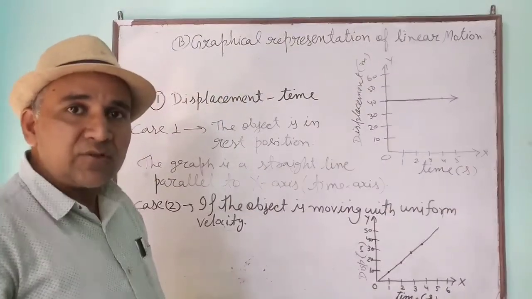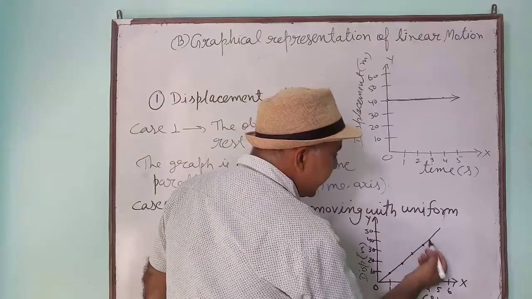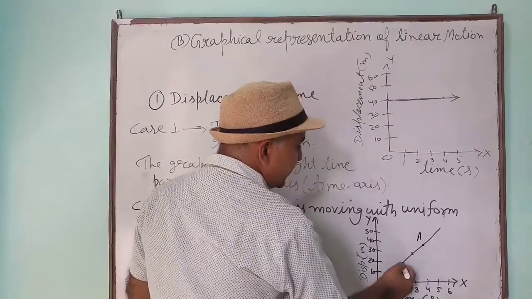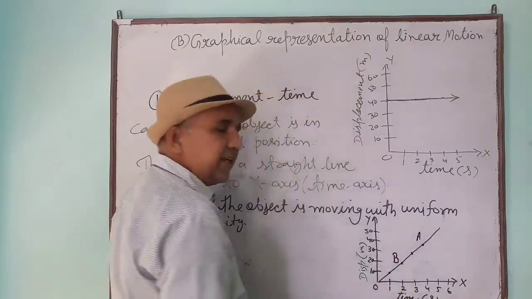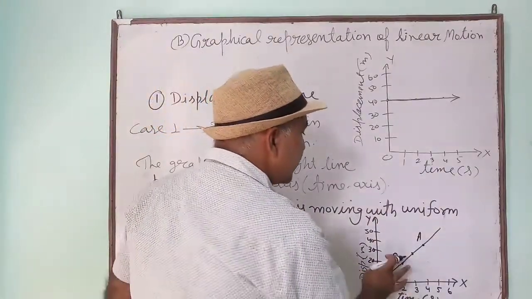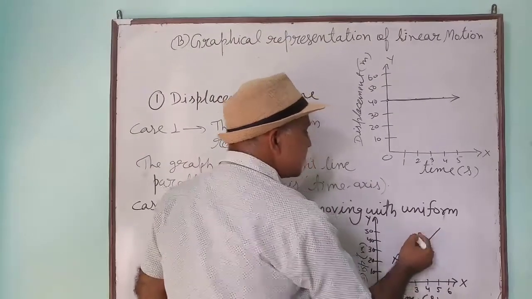Now how to find the slope of this line? To find the slope of this line, take any 2 points. Suppose this point I am taking as A, this point I am taking as B. Now we will find the slope of AB. Understood? Any points you can take. Suppose this one is A and this one is B.